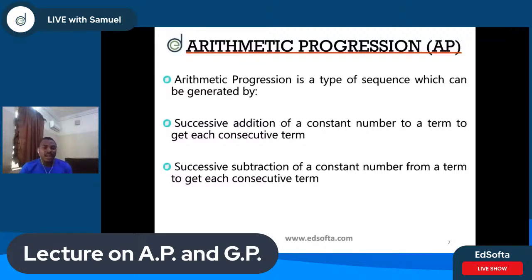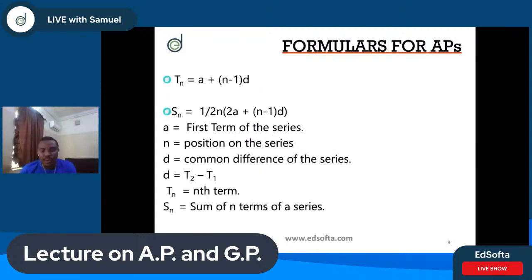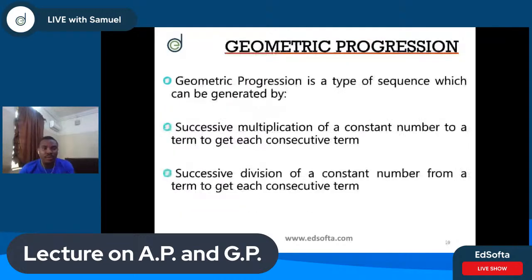If somebody is just adding 20 naira to his money every month, he is not as rich as somebody who is multiplying his money by 20 naira every month. That's just a way to look at arithmetic progression and geometric progression. So another type of progression, before I move to the formulas, is geometric progression.